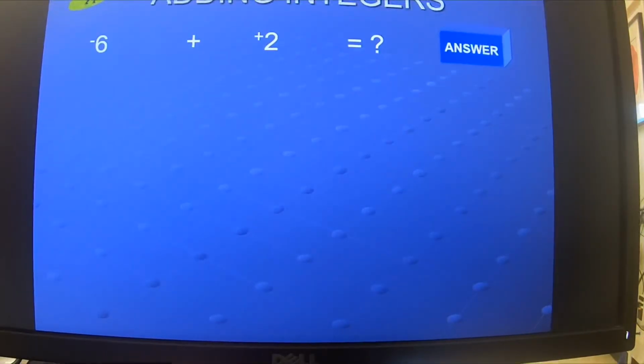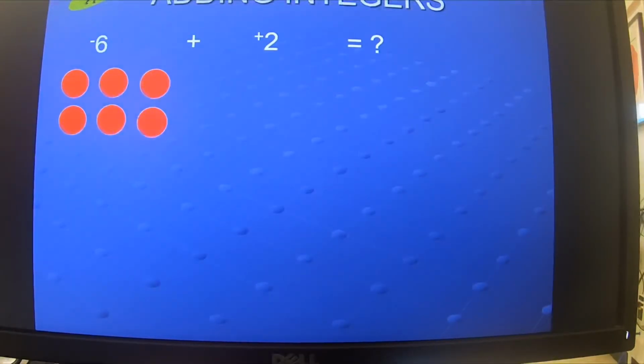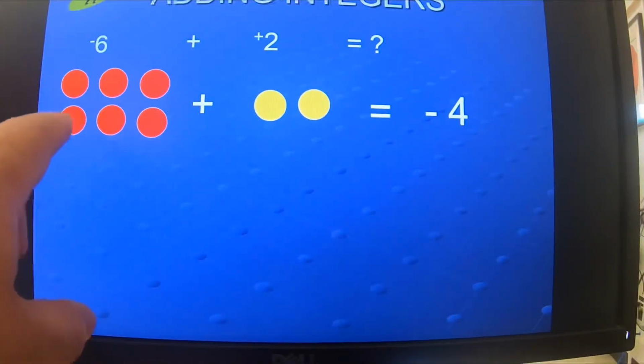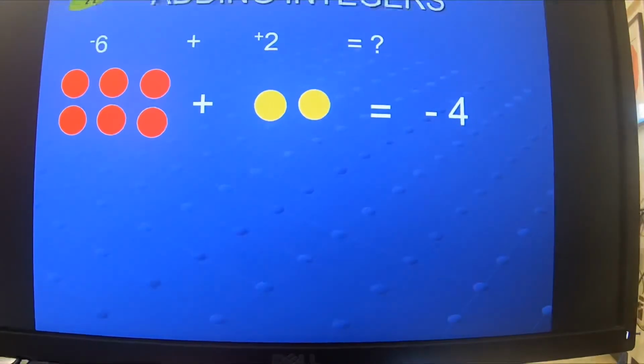Let's try another one. Here we have negative 6 plus positive 2. So again, I would start off with my 6 negative chips, and sometimes it'll give you the digits like negative 6, and sometimes it'll show you the model, or the 6 negative chips. So here's negative 6, and I'm going to add 2 yellow tiles. Now those yellow tiles create 0 pairs, so what would be left over would be negative 4, because these 2 chips would cancel out 2 of these, and what would be left would be 1, 2, 3, 4. Whoops, I think I made it too big there.